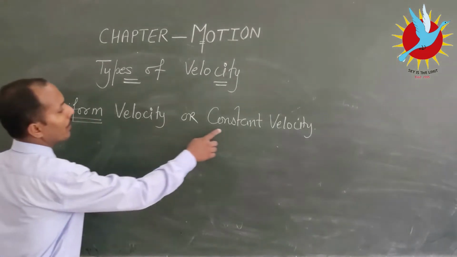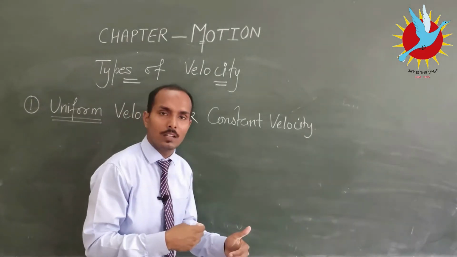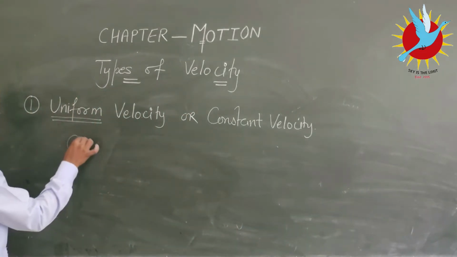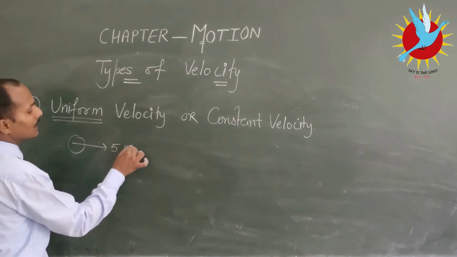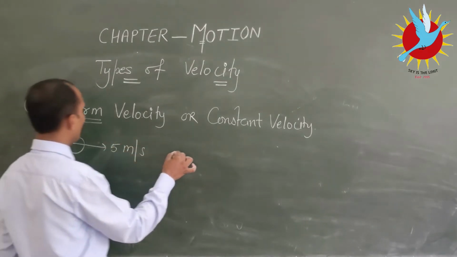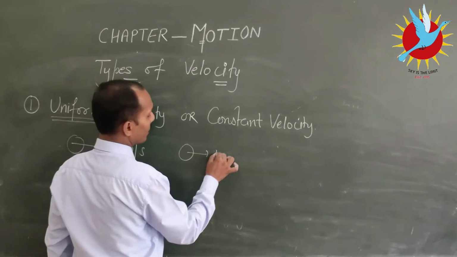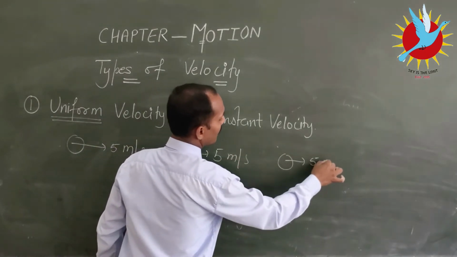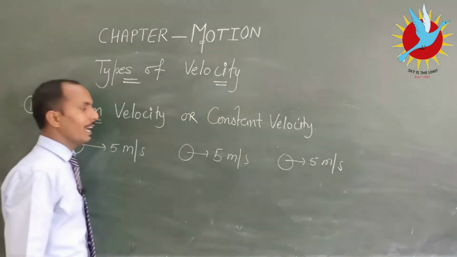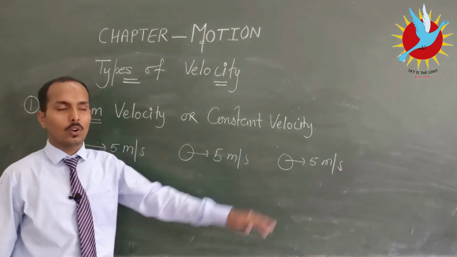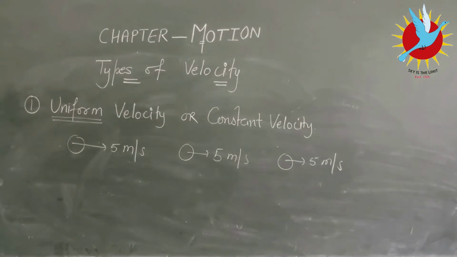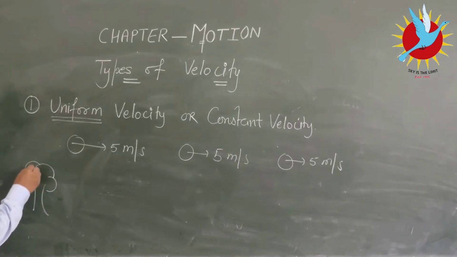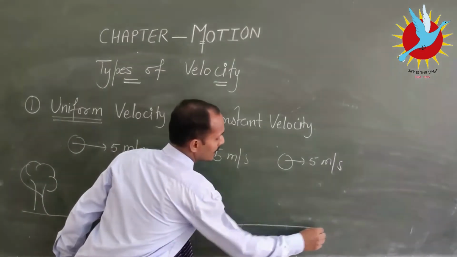Another name for uniform is constant. Constant means fixed. Simply, it means the object has the same speed and the same direction. If an object is moving with 5 meters per second and the direction also does not change, then it is uniform. This happens when the object covers equal displacement.